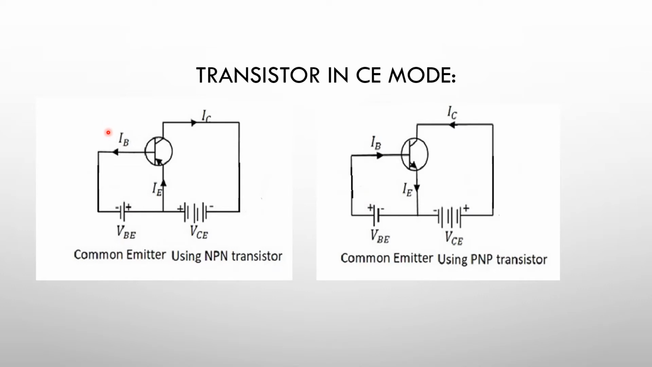In this, the base is the input terminal, whereas the collector is the output terminal, and the emitter is the common terminal for both input and output. That means the base terminal and common emitter terminal are known as input terminals, whereas the collector terminal and common emitter terminal are known as output terminals.